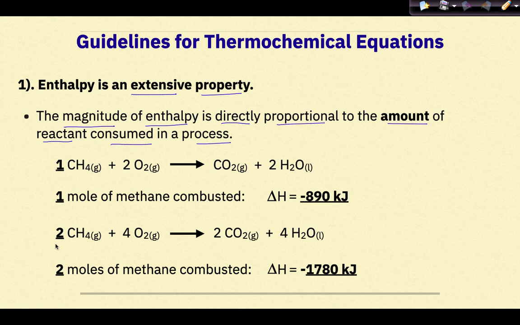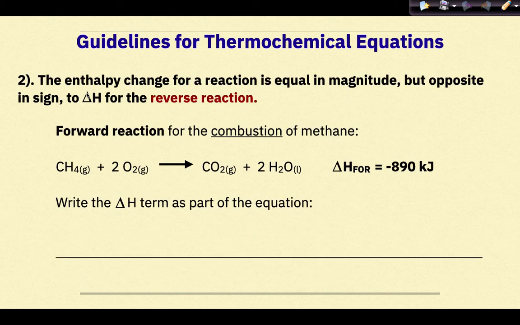If we double the amount of moles of methane, now going from 1 to 2, we see the following reaction. 2 moles of methane reacts with 4 moles of oxygen to produce 2 moles of carbon dioxide and 4 moles of water. As a result of 2 moles of methane combusting, I now have double the amount of energy released. So instead of 890 kilojoules released, I have 1,780 kilojoules released.